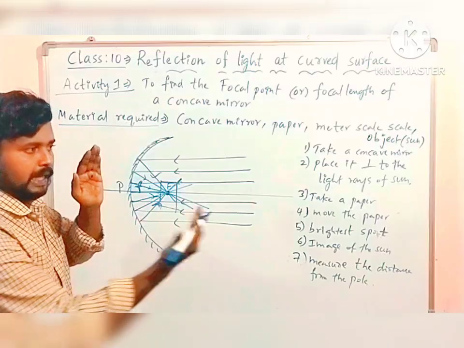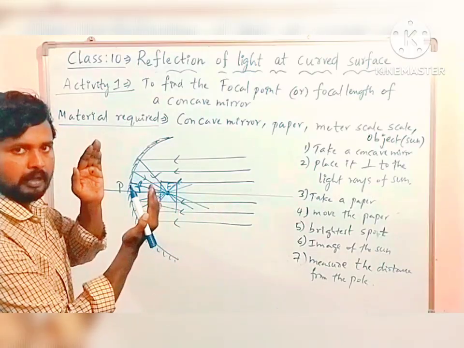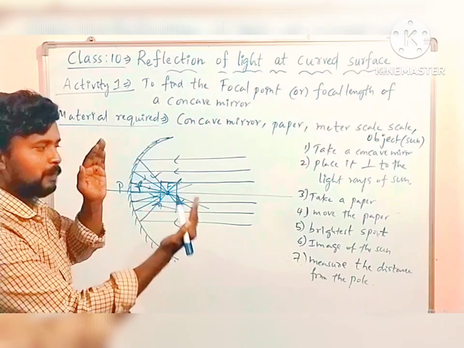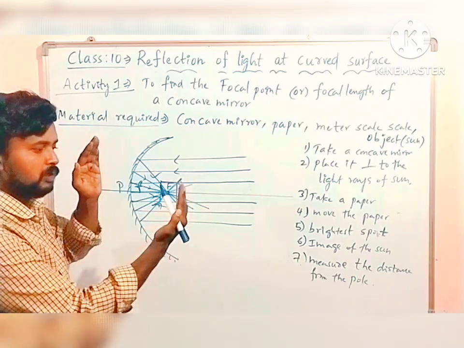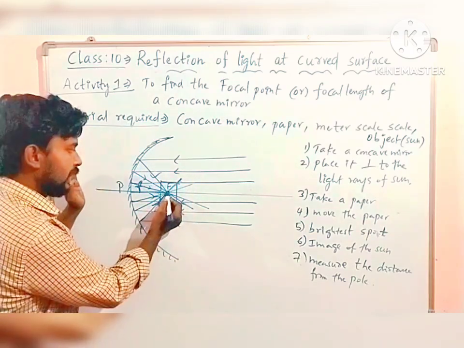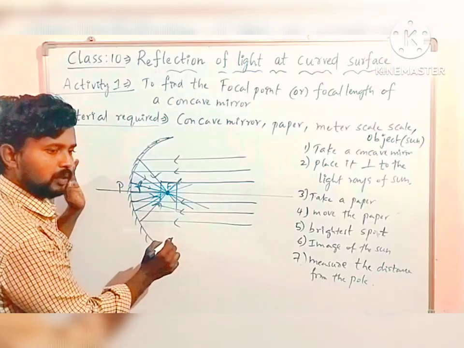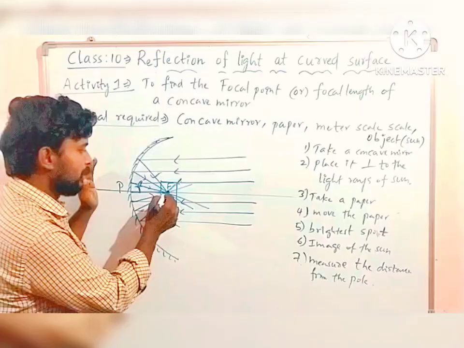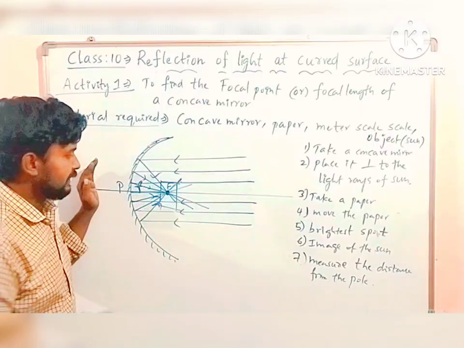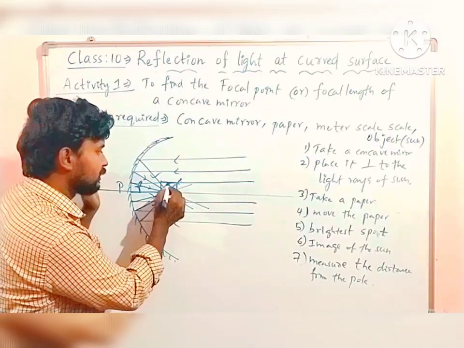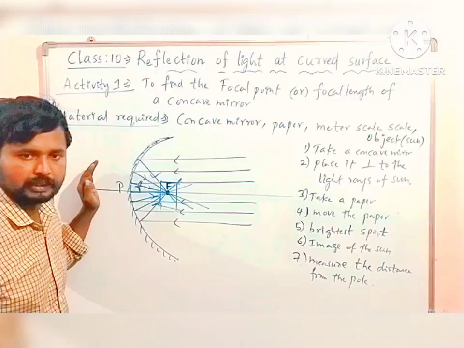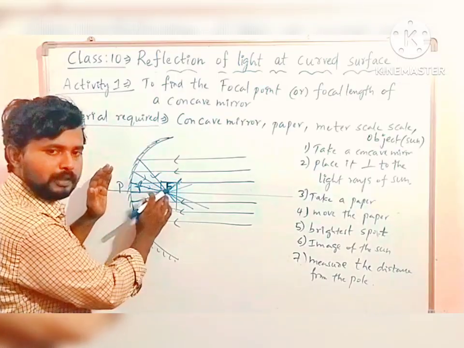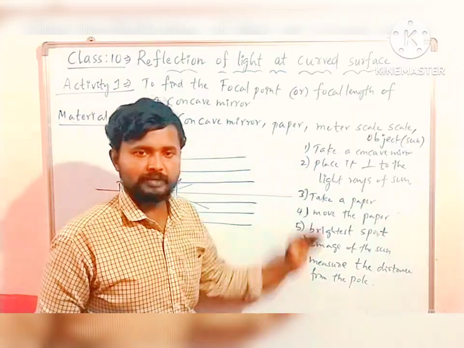After placing it, take a white paper and move it towards the concave mirror. Next, find the brightest spot on the paper. Where you find the brightest spot on the paper, it is the image of the sun. This point is called the converging point. When you measure the distance from the pole to this converging point, this gives the focal length of the concave mirror.